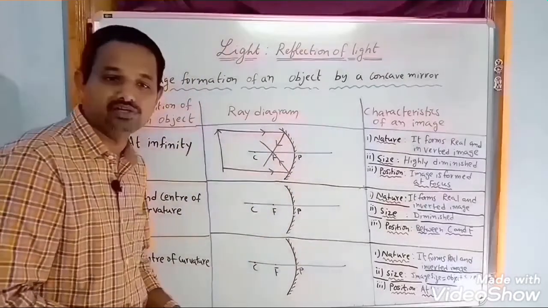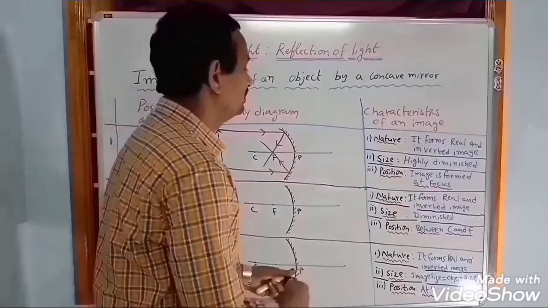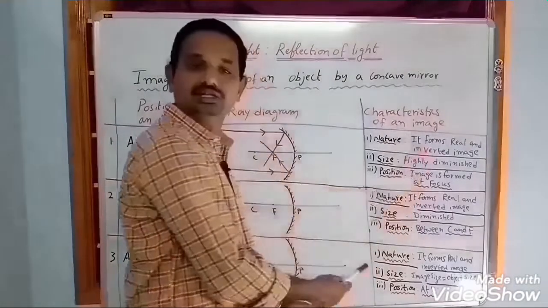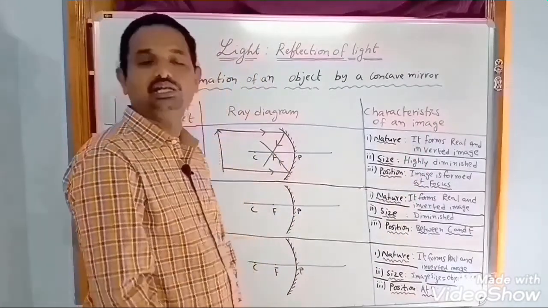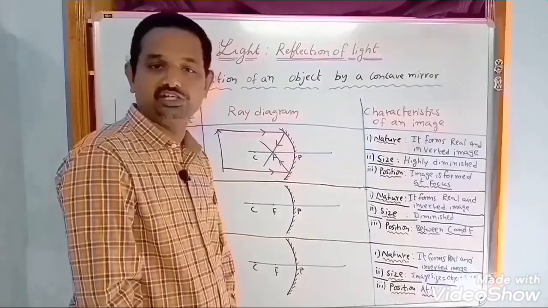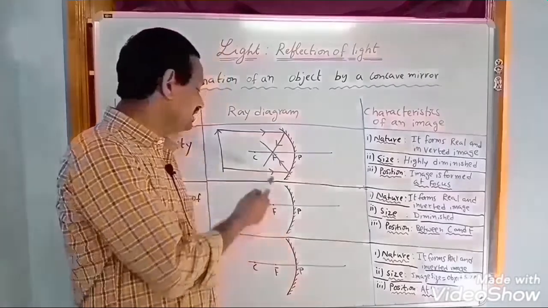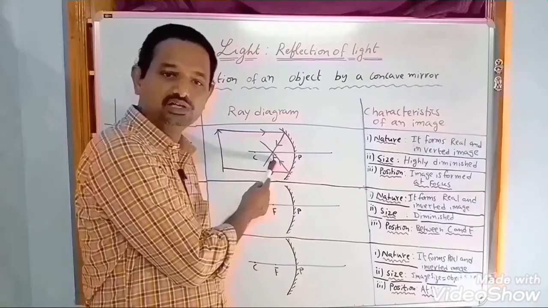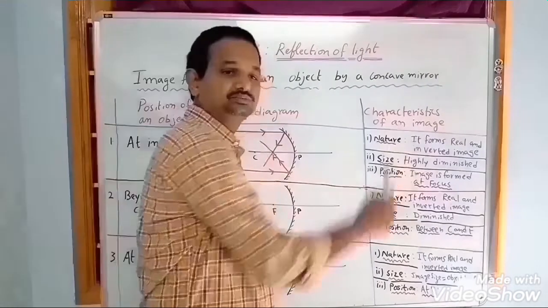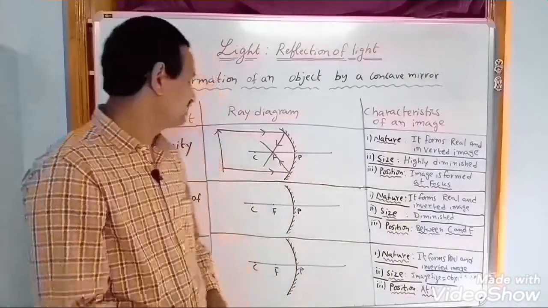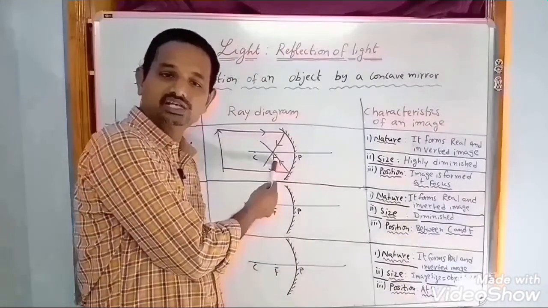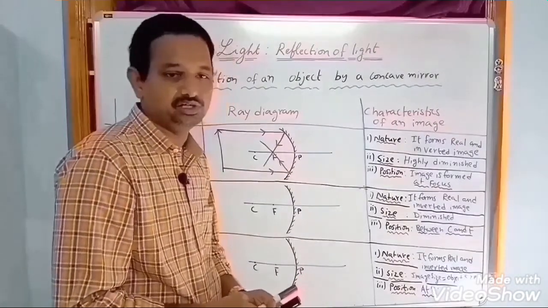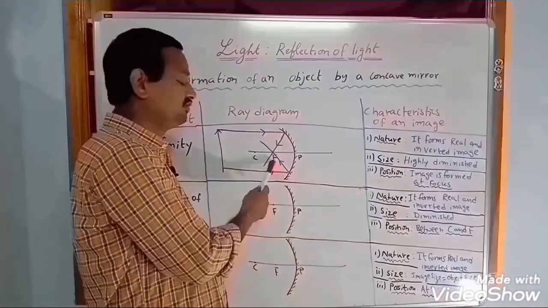Here, the characteristics of the image. Nature: what is the nature of the image? It forms a real and inverted image. How can we say it forms a real and inverted image? Because the image is formed at the focus, where we can place a screen. On that screen we will get a real and inverted image. Then what about its size? Size is highly diminished. Then what is the position of the image? The position of the image is at focus.